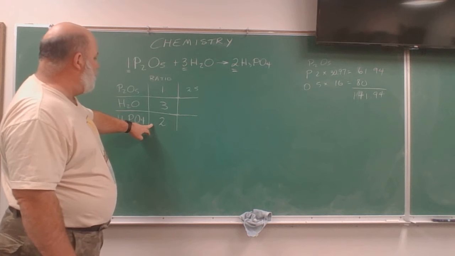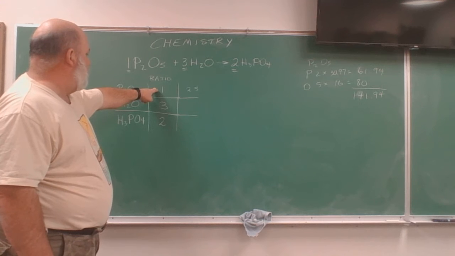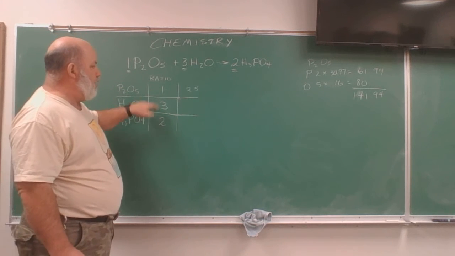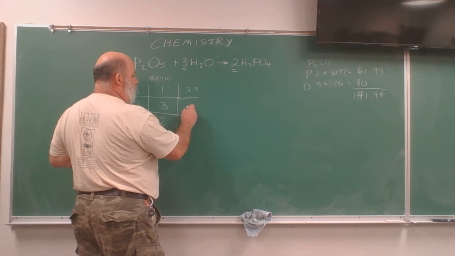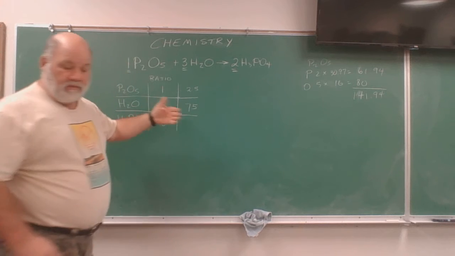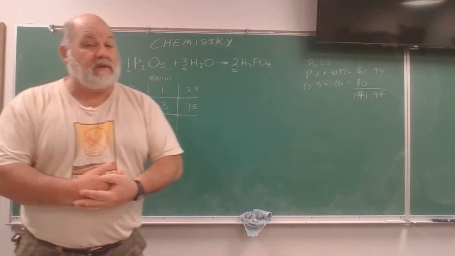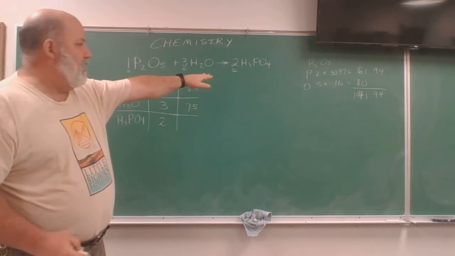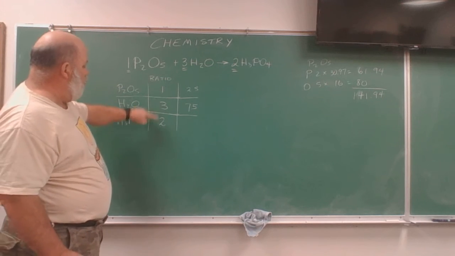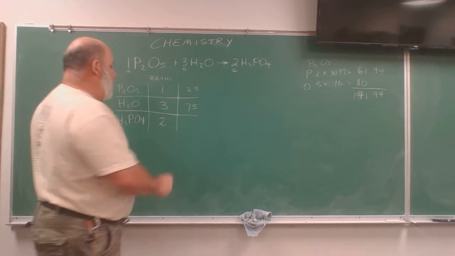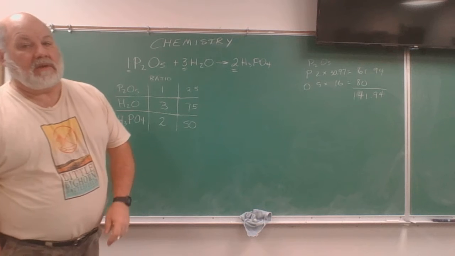I see that they're in a 1 to 3 to 2 ratio. Whatever I have for the diphosphorus pentoxide, I just simply multiply it by 3 to get the amount of water. I'm going to take that 25 and multiply it by 3. It will require 75 moles of water to do this. They could have just as easily asked how much of the phosphoric acid is produced. Well, that's easy. How do you get from 1 to 2? You multiply by 2. There is going to be 50 moles of the phosphoric acid.